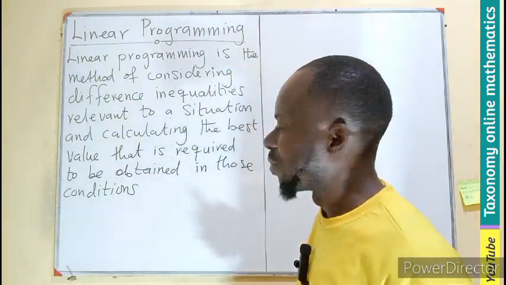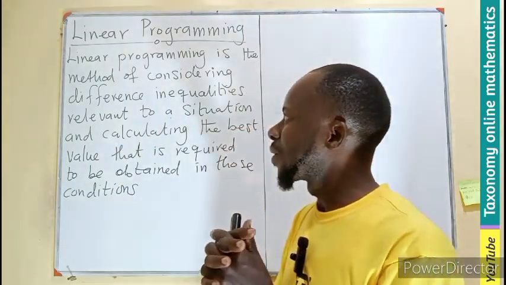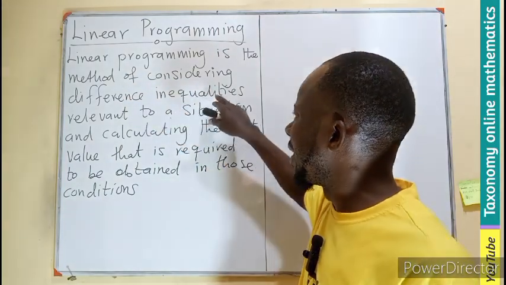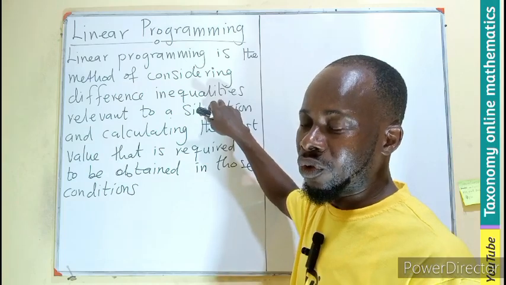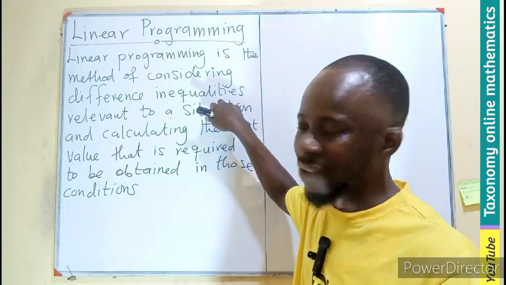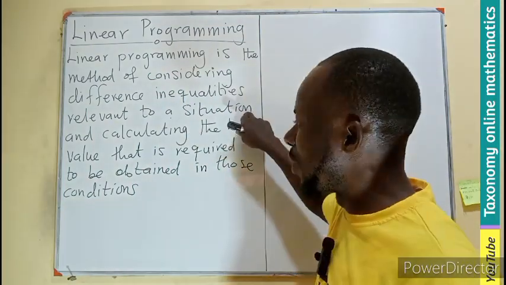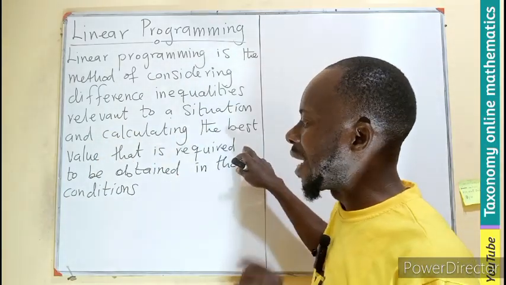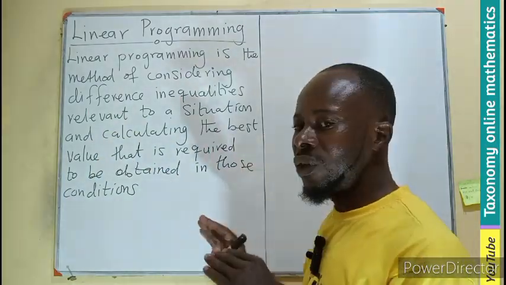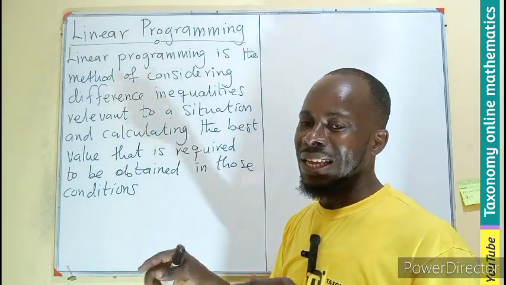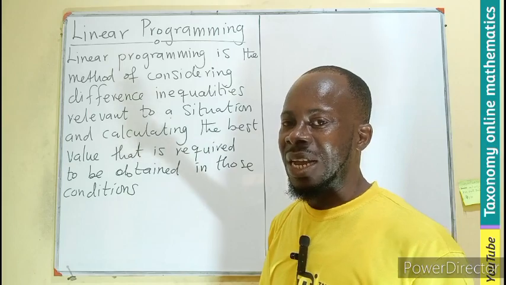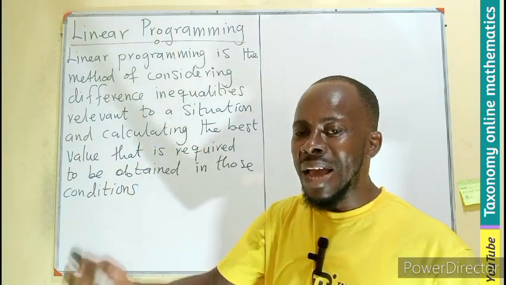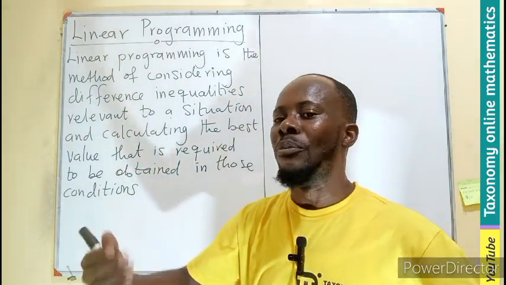Bringing it into mathematics for a mathematical understanding, we can say that it is the method of considering different inequalities, where the constraints could be either inequalities or equalities relevant to a situation, and calculating the best value required under those conditions. So basically, you'll be provided with a lot of constraints, that is a lot of hindrances, from which you choose a way of optimizing, either minimizing or maximizing profit or benefit.